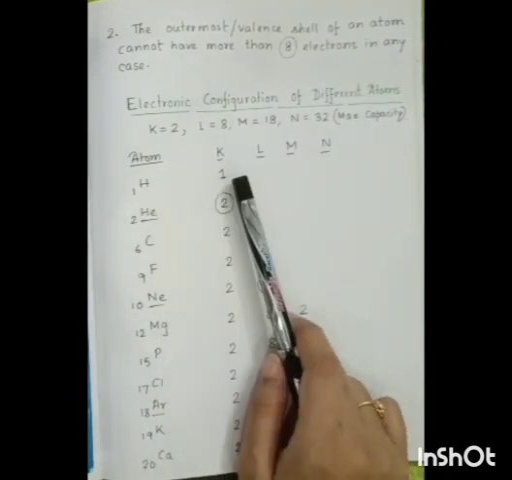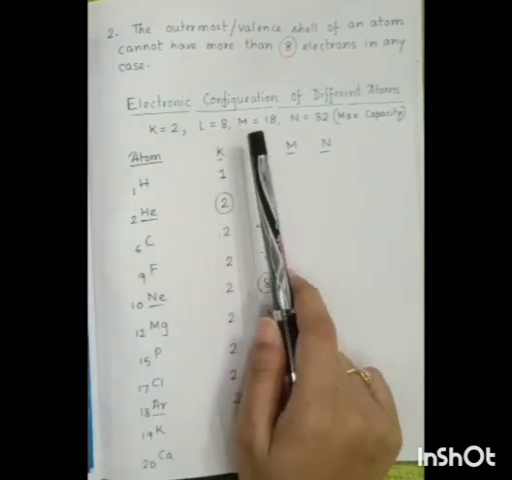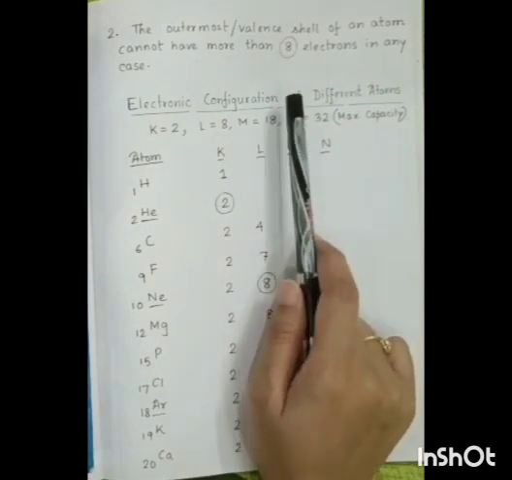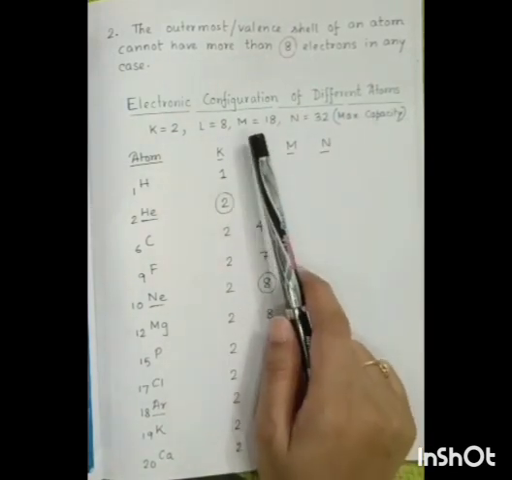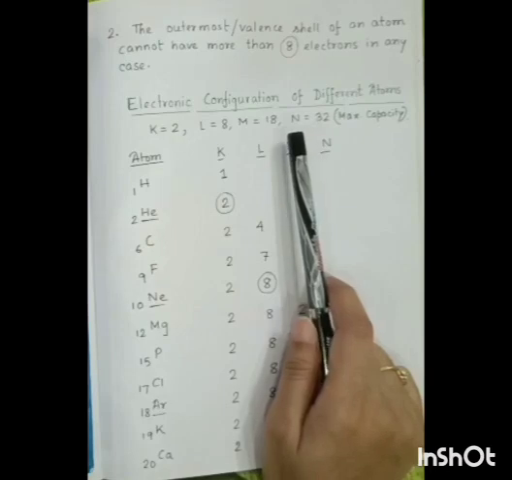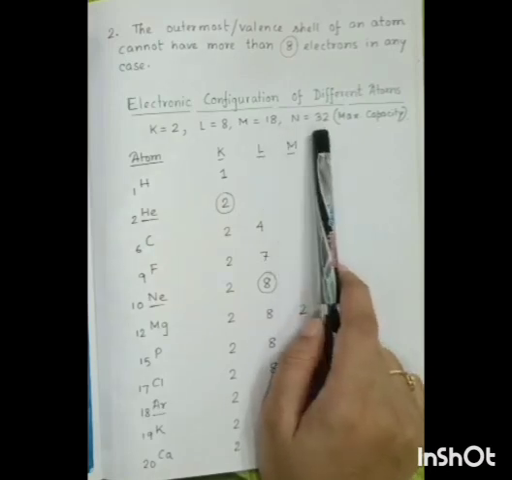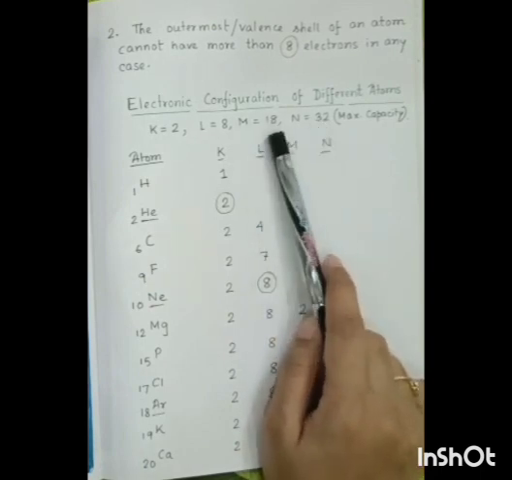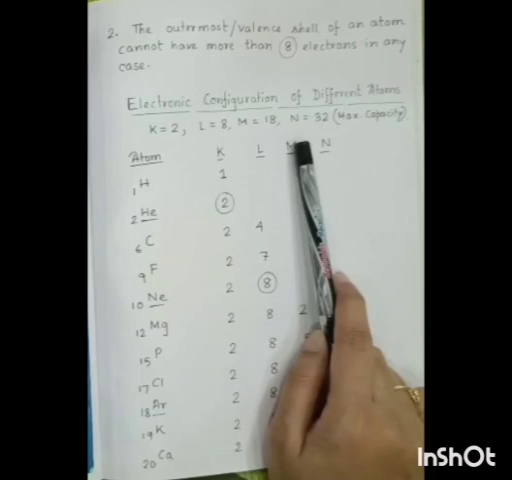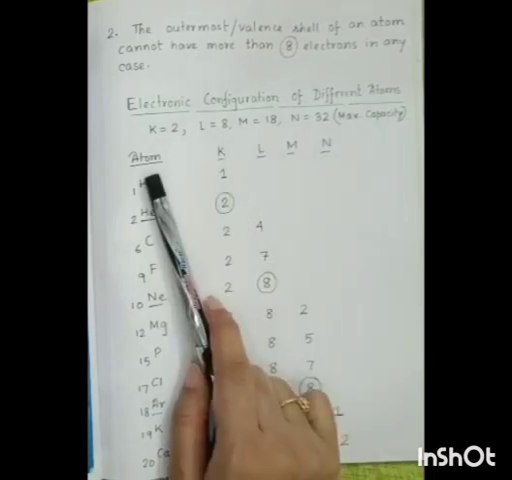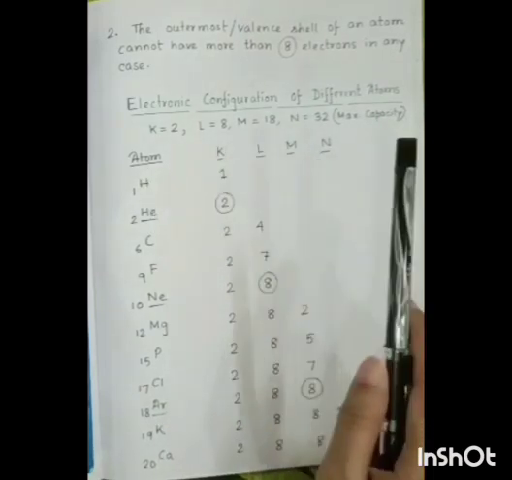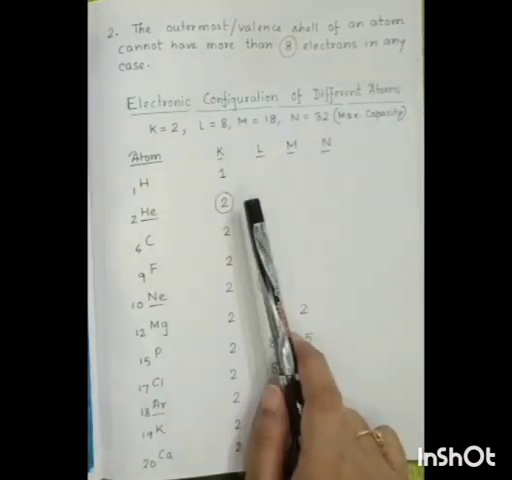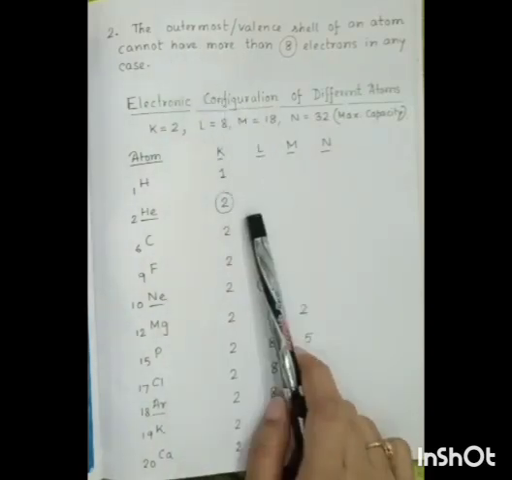So whatever may be the last shell for a particular atom, L, M, N, that shell cannot accommodate more than 8 electrons at a time. Now you can ask why M and N shell can accommodate more than 8 electrons, that is 18 and 32 electrons respectively. Yes, they can accommodate 18 and 32 electrons but not at a time. For a particular atom, if they are the last shell, then they can accommodate maximum 8 electrons at a time. This is the second rule of Bohr-Bury.